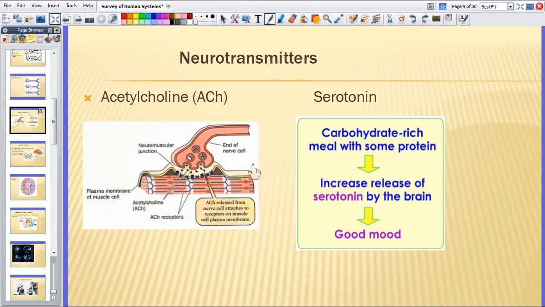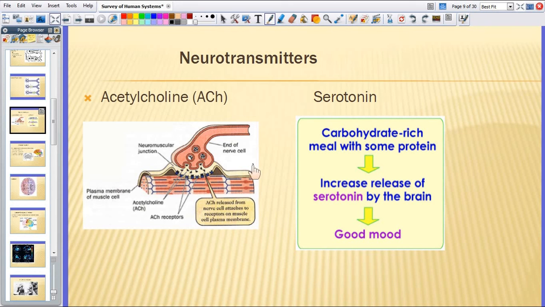As a nerve impulse moves down the axon, it reaches the synapse. When it reaches the synapse, it triggers the release of a chemical called a neurotransmitter. That neurotransmitter helps the nerve impulse to cross that gap, that synapse, and move into the next neuron.